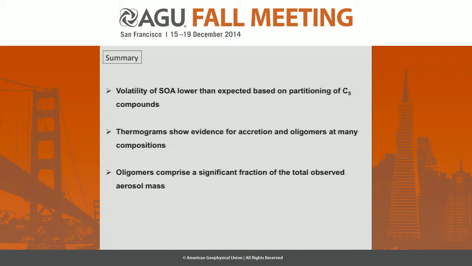So to summarize, we've got our instrument telling us that the volatility of SOA from C5 compounds is lower than we'd expect, primarily because we think oligomerization is quite important. Thermograms are a way to separate out direct partitioning and decomposition products, and our instrument for sure would suggest that we have a lot of oligomers present in SOA at SOAS. So there I'll end, and happy to take any questions.